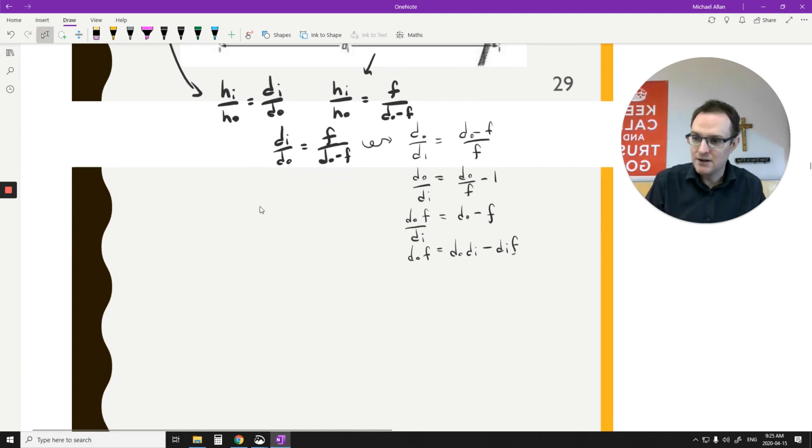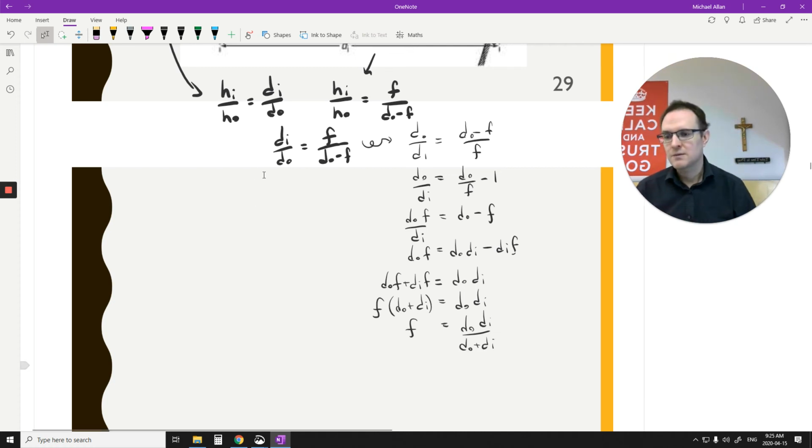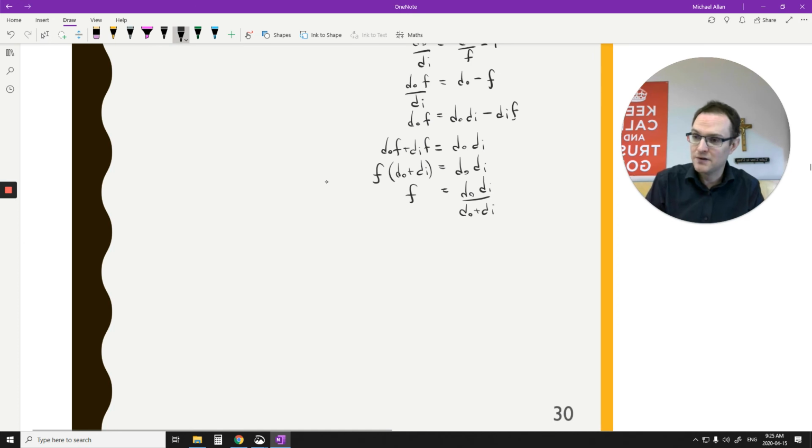Okay, so my goal right now is to isolate for F. So I'm going to move the minus DIF over to the other side. I'm going to factor out the F. And then I'm going to divide down what I have inside the brackets there. Okay, looking pretty good. Now what I'm going to do with that is I'm going to flip both things over. So this becomes 1 over F, and this side becomes DO plus DI over DO DI.